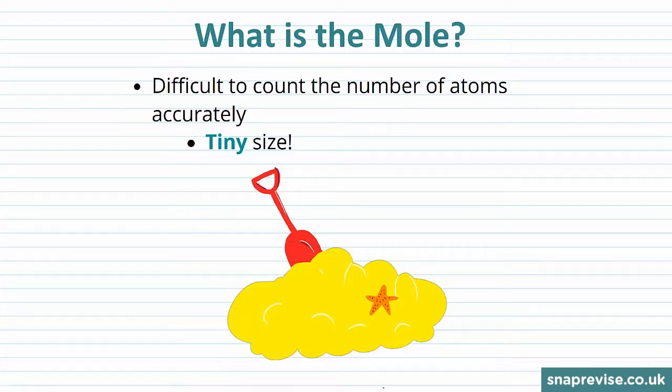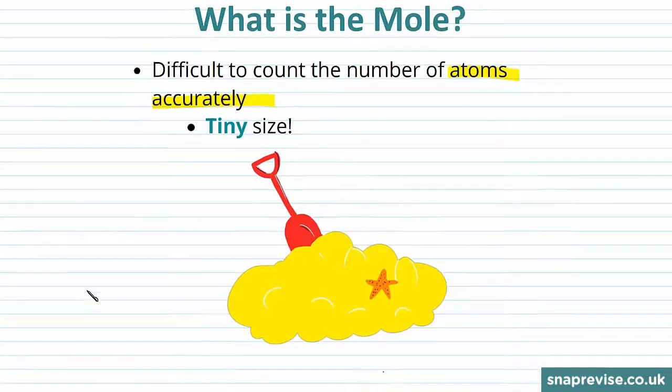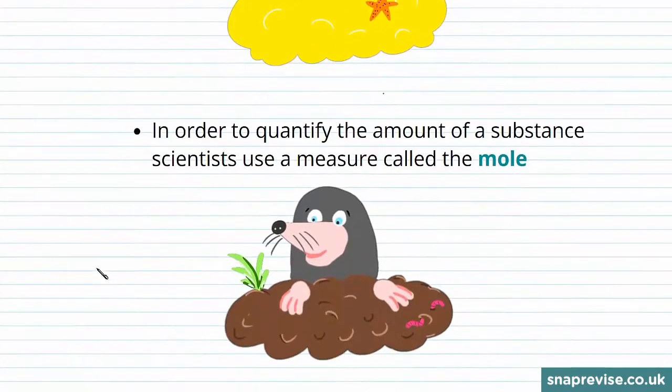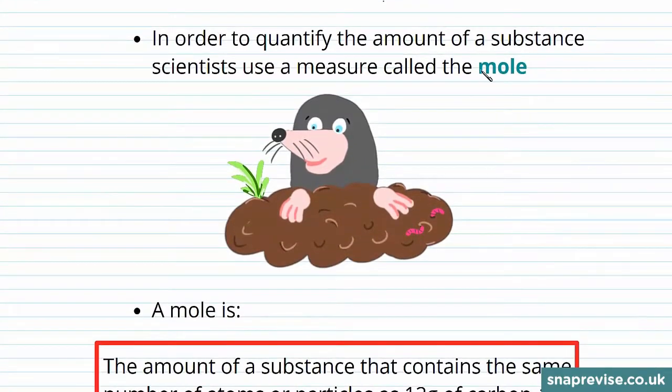Well, it's incredibly difficult for scientists to count numbers of atoms accurately, and that's because of their tiny size. If you imagine trying to count the number of sand grains in a sandcastle, it would be incredibly difficult. So in order to quantify the amount of substance, scientists use a measure called the mole.